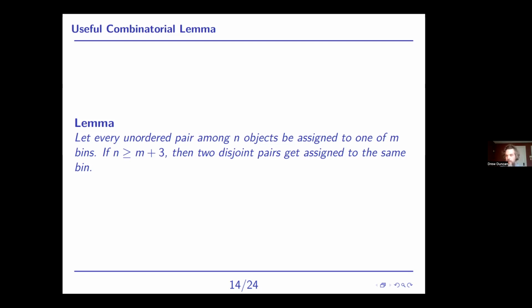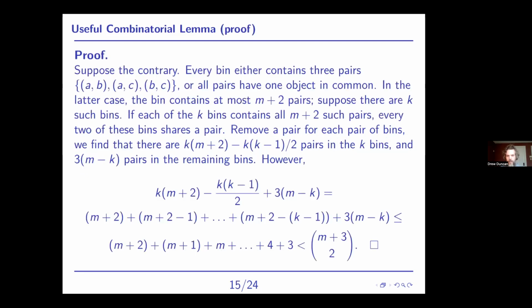It turns out that you just need the number of bins plus 3 objects. Maybe this is a surprising result. Okay, so this is fairly easy to establish. We suppose the contrary, and in that case, every bin will contain either 3 pairs of the form AB, AC, BC, at most those 3 pairs, or all the pairs will have one of the objects in common, let's say AB, AC, AD, AE, and so on. In the latter case, the bin contains at most m plus 2 pairs.